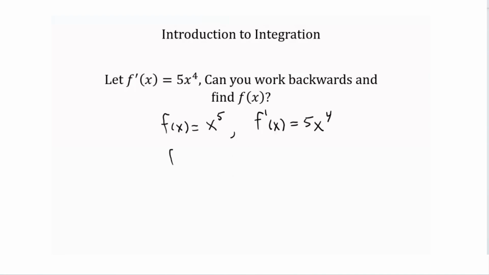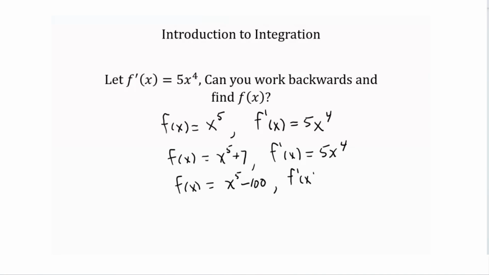Well, what about if we had x to the fifth plus 7? Well, f prime of x would still equal 5x to the fourth. And then we can continue this process with any constant. So if we had f of x equals x to the fifth minus 100, we're still going to get 5x to the fourth. So this concept is called the antiderivative.